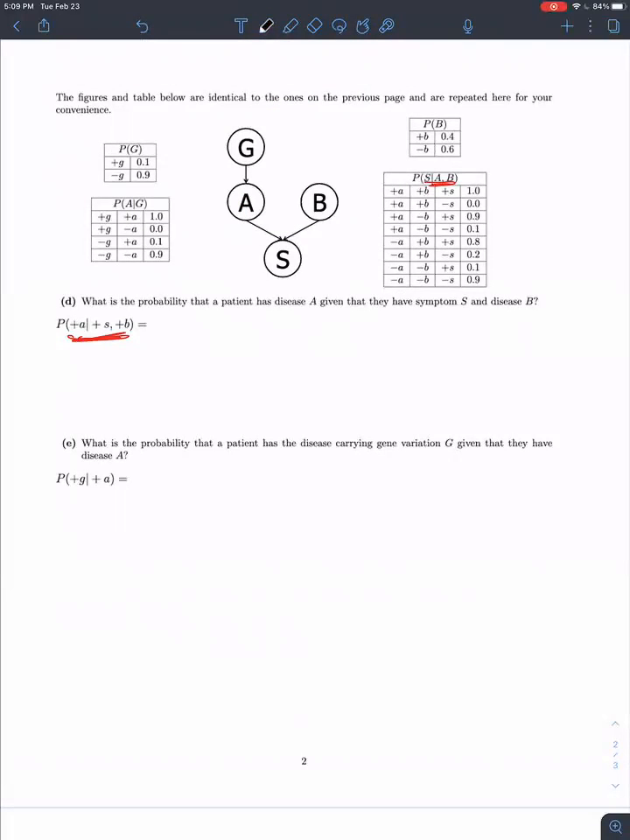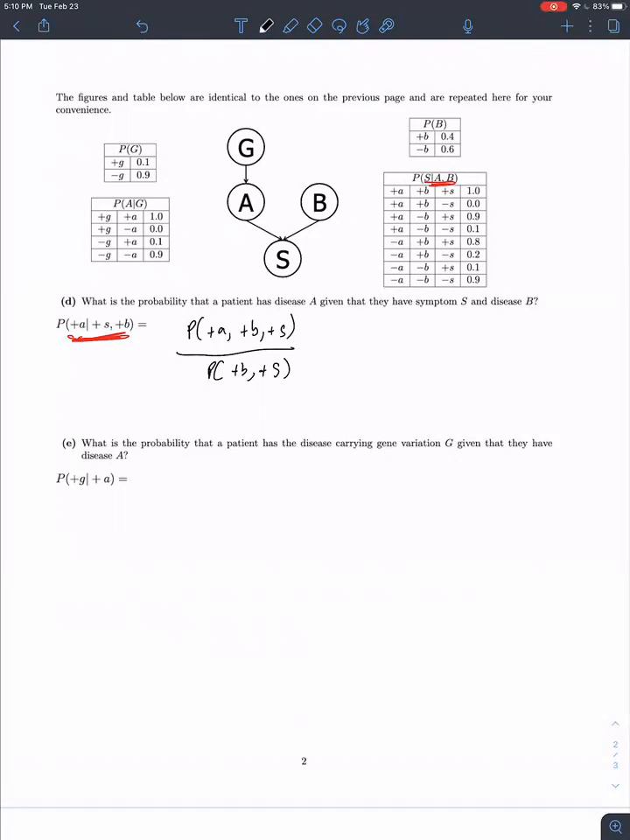Well, first, we're going to use the definition of conditional probability. So this is the probability that you're positive for A and positive for B and positive for S, divided by the probability that you're positive for B and you're positive for S, right?